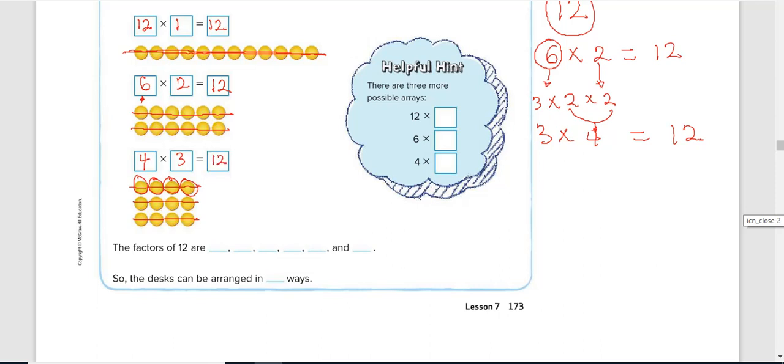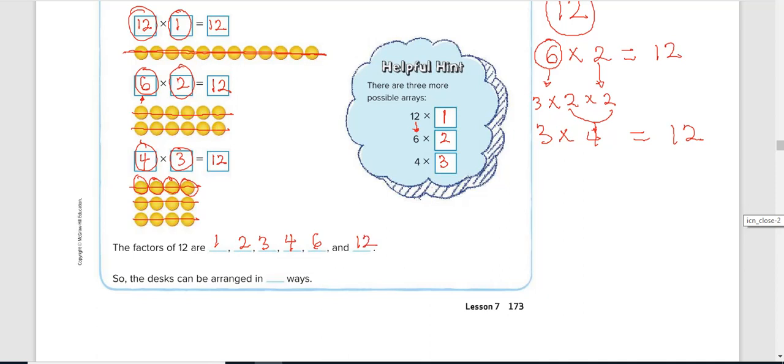So that is it. So that means 12 times 1. When I divide 12 into 2, that's 6 times 2. And we also have 4 times 3. So these pairs of numbers that we multiply together to give 12 are the factors of 12. You can decide to start from the smallest one. We can see 1, 2, 3, 4, 6, and 12 itself. So you can write it 1, 2, 3, 4, 6, and 12.